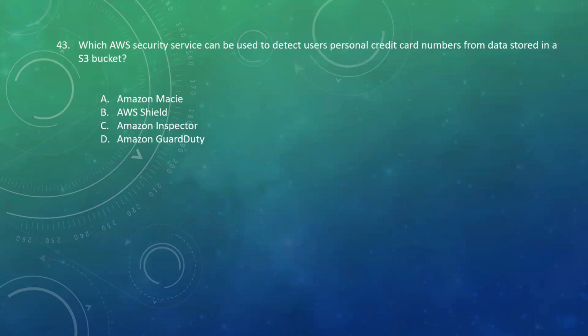Question number 43. Which AWS security service can be used to detect users' personal credit card numbers from data stored in an S3 bucket? Your options are Amazon Macie, AWS Shield, Amazon Inspector, Amazon GuardDuty.